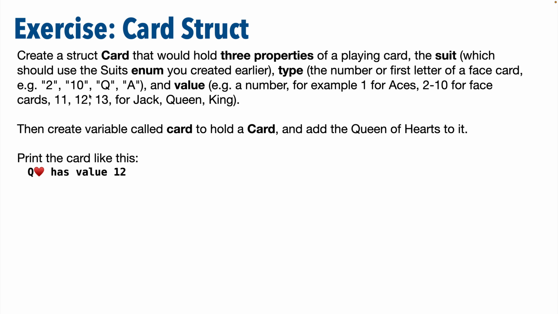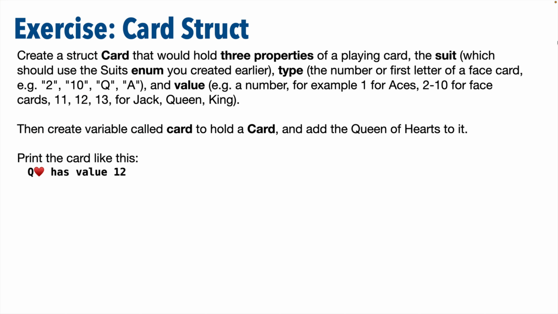And value, in this case we'll assume aces are 1, 2 through 10 for the number cards, and 11, 12, 13 for jack, queen, king. Then let's create a variable lowercase card to hold a capital Card struct and add the queen of hearts to it. Then we want to print it out like this: Q heart has the value 12. Pause, give this a shot, and let's compare answers.